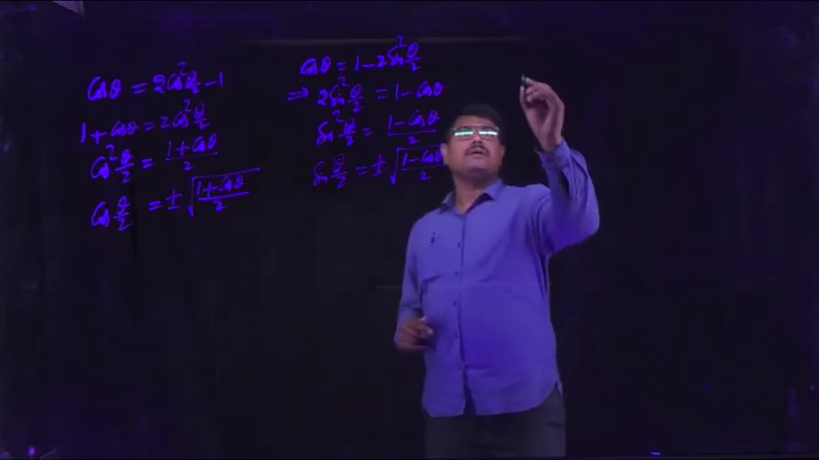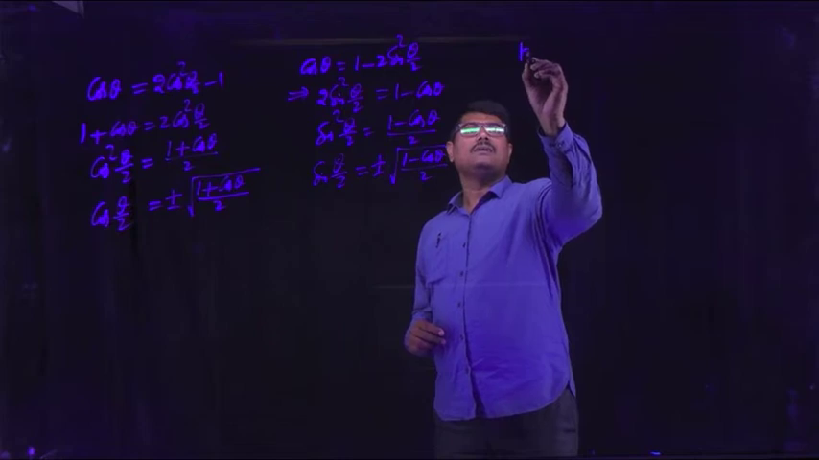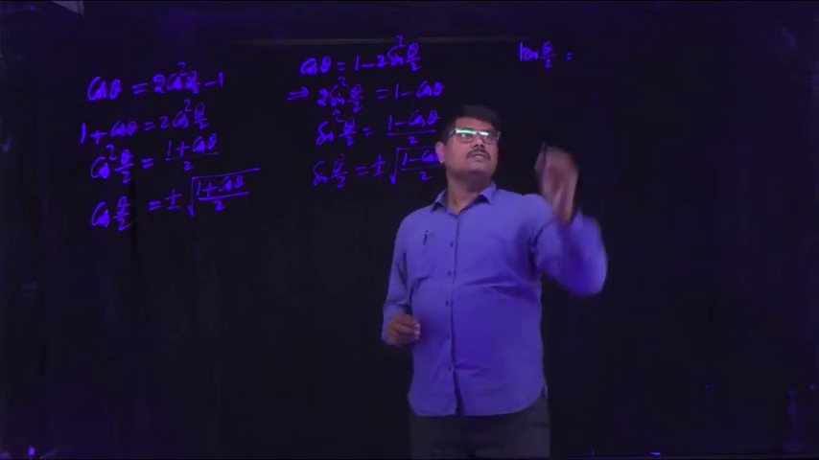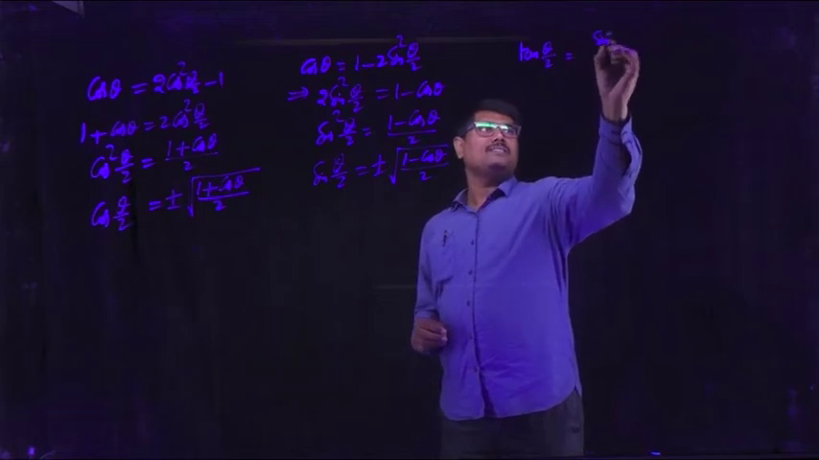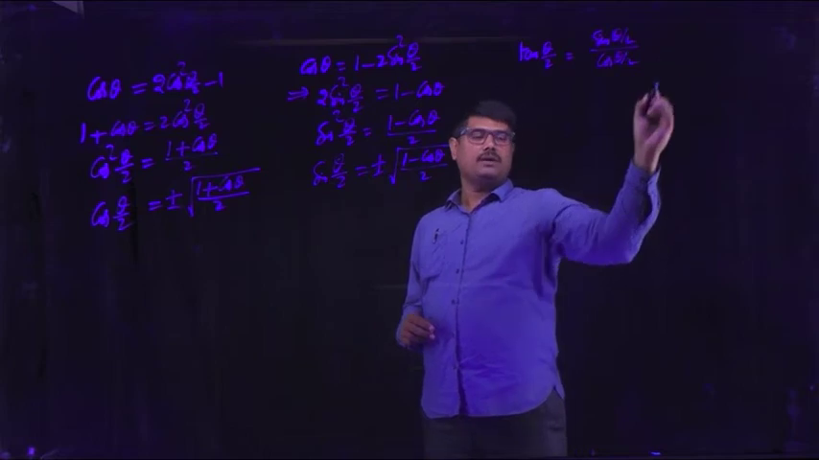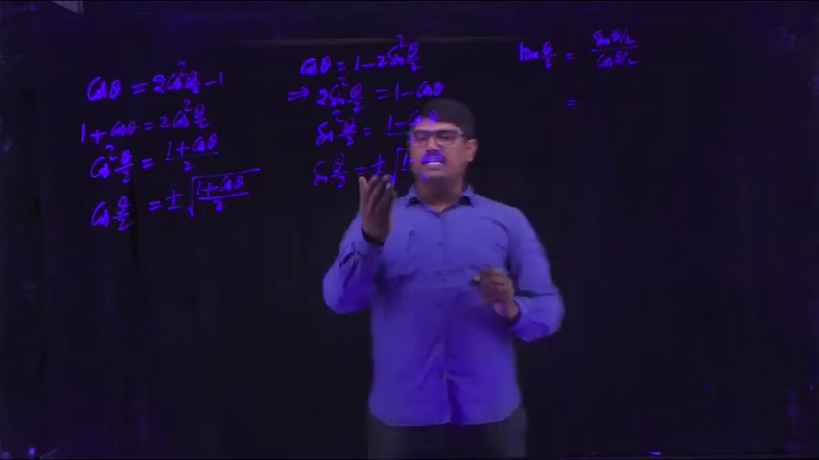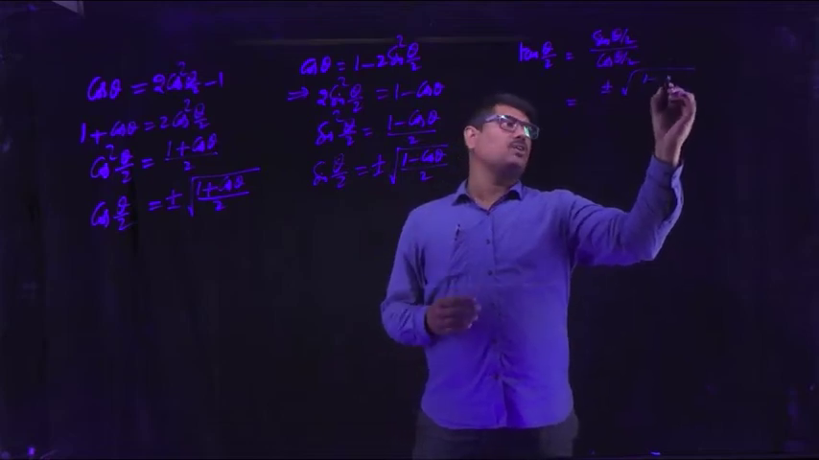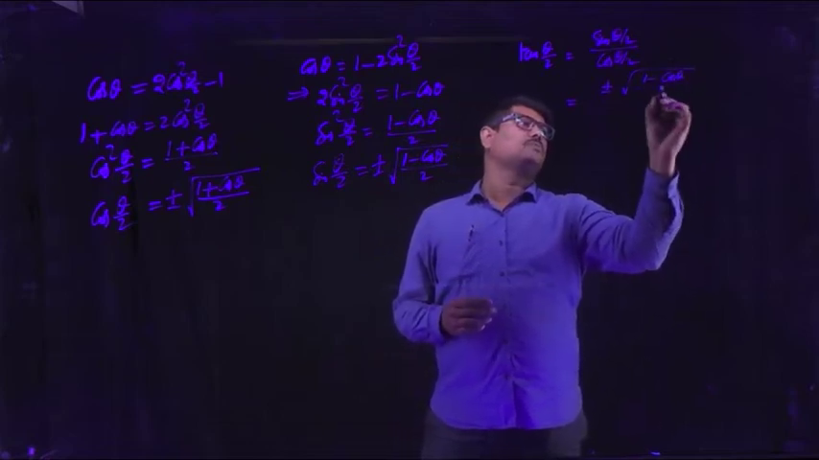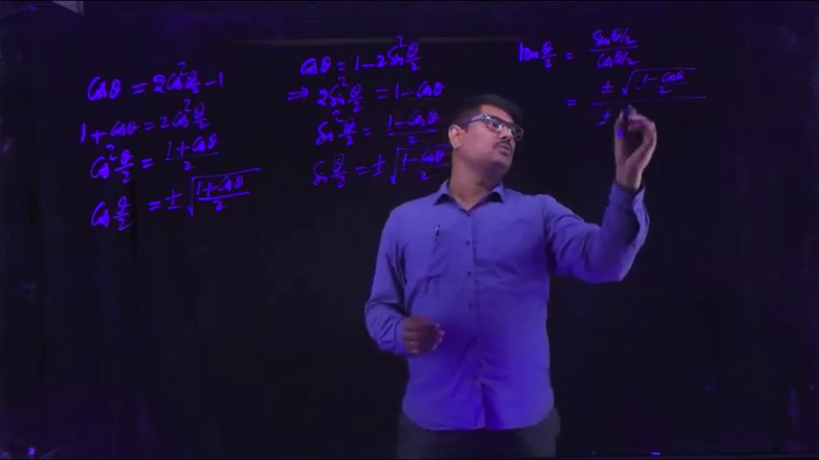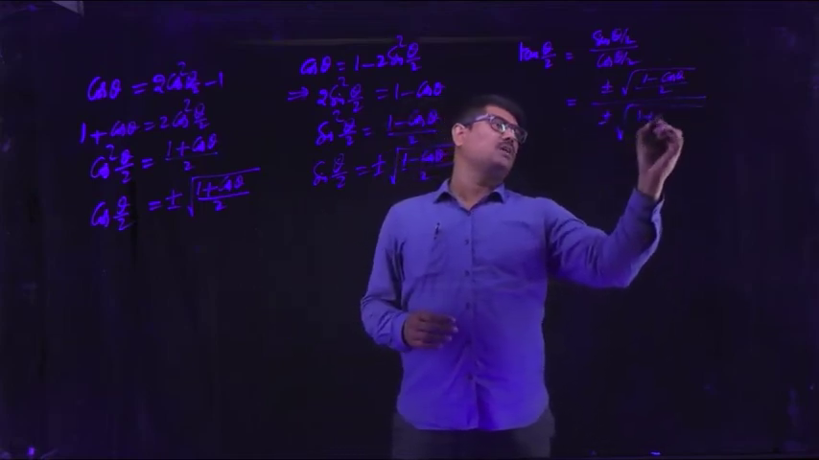Now let us go for what is tan theta by 2 in terms of cos. Tan theta by 2, you can write that as sin theta by 2 by cos theta by 2. Tan is nothing but sin by cos. Already you have sin theta by 2 here, plus or minus root of (1 minus cos theta) whole divided by 2, whole divided by plus or minus root of (1 plus cos theta) whole divided by 2.